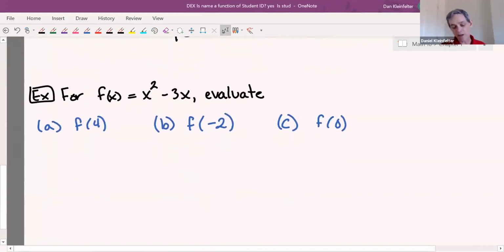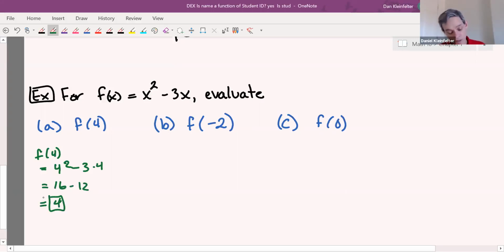Okay, let's try evaluating some functions. What it means to evaluate a function is to calculate the value, calculate the output value. So let's try this. f of 4 for this function. For f of 4, we're going to replace the x value with the given number. So that will be 4 squared minus 3 times 4. That's going to be 16 minus 12, or 4. So on that one, it's interesting. When the input's 4, the output is also 4.